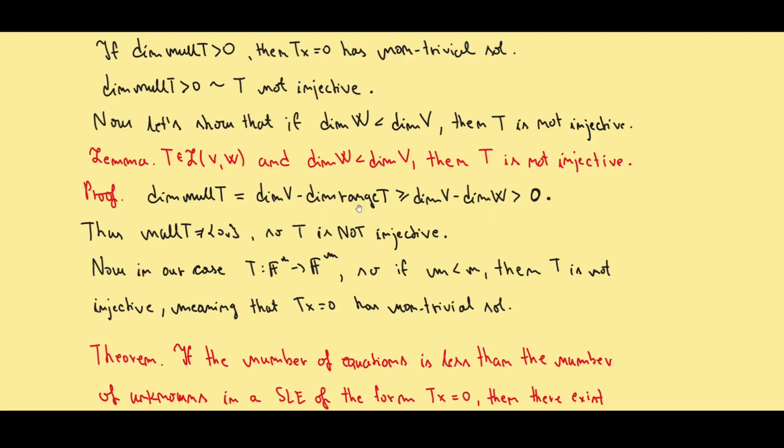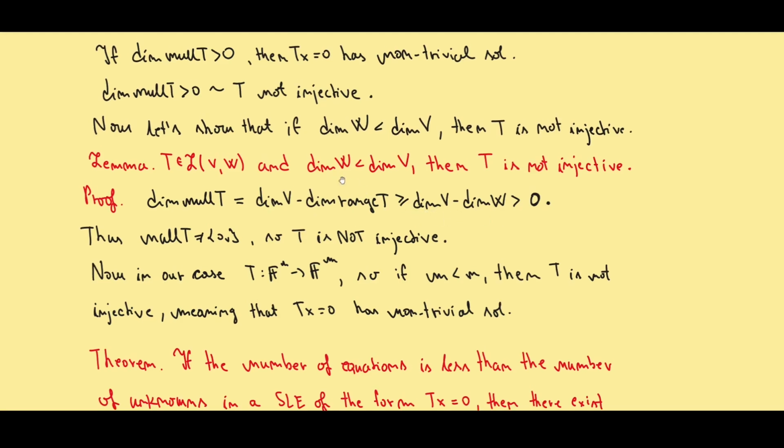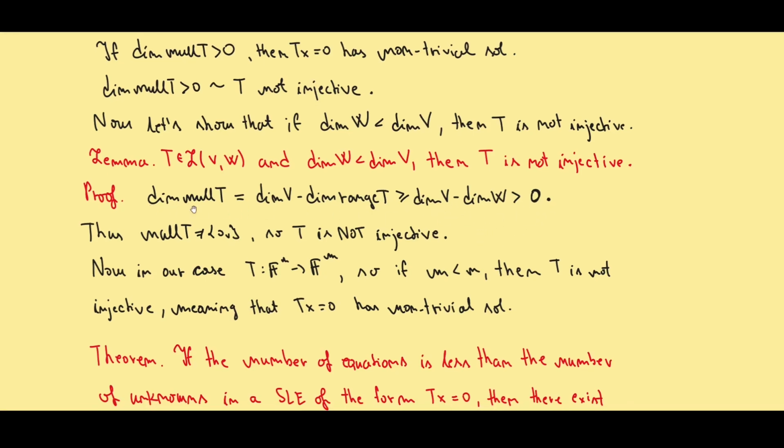So the dimension of range T is less than or equal to the dimension of W, and when we multiply both sides of that inequality by minus, we get that minus dim range of T is greater than or equal to minus dimension of W. So we have this inequality, and now since the dimension of W is strictly less than V, we know that this has to be greater than 0. So we get that the dimension of null T is greater than 0. Thus, null T is definitely not equal to this vector space. So T is not injective.